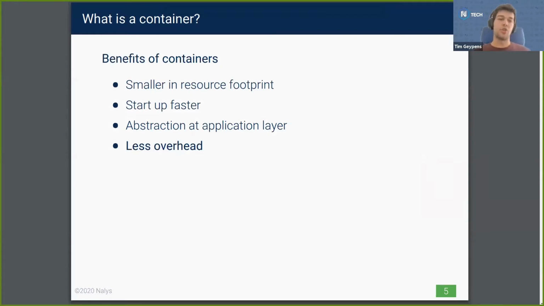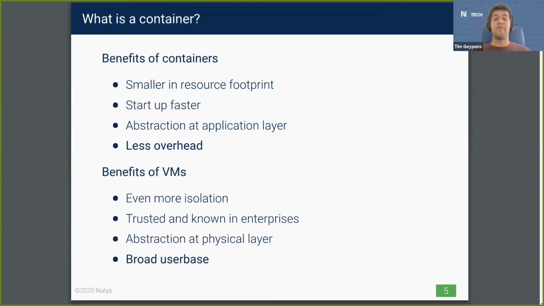So the benefits of containers are, of course, that they're more lightweight because they start up faster, because they don't need to go through a full operating system boot, for example. And we isolate at the application layer. That means that we have less overhead. The benefits of a VM are that there's a broader user base. It's more trusted in the industry because there's even more isolation. We isolate at operating system level, so we have more isolation and we have more trust. But that also means that everything is heavier and it's harder to.